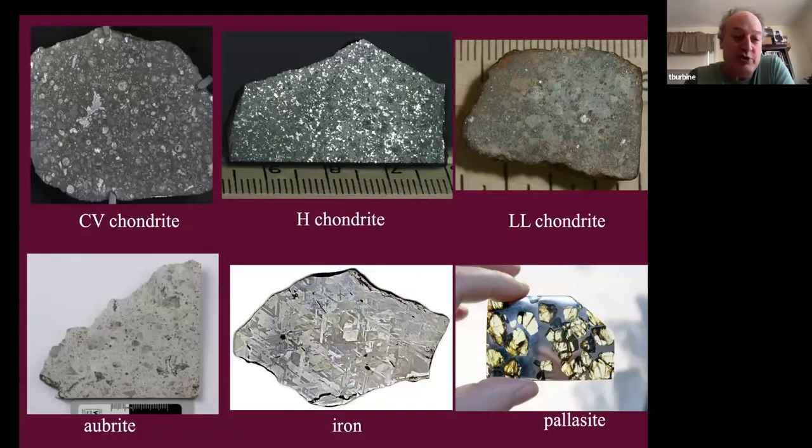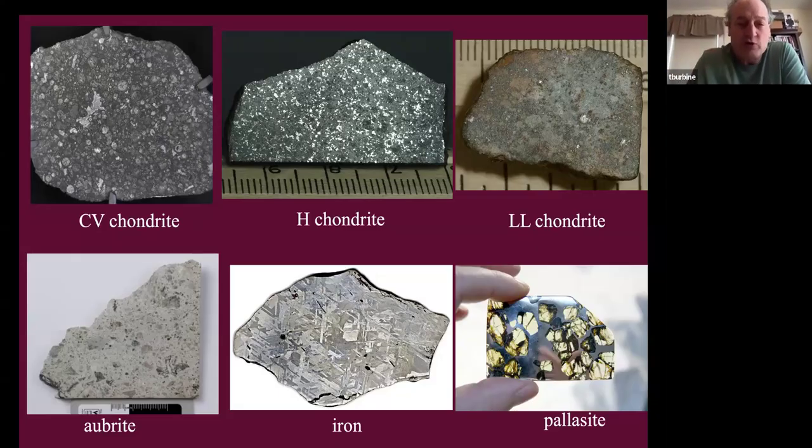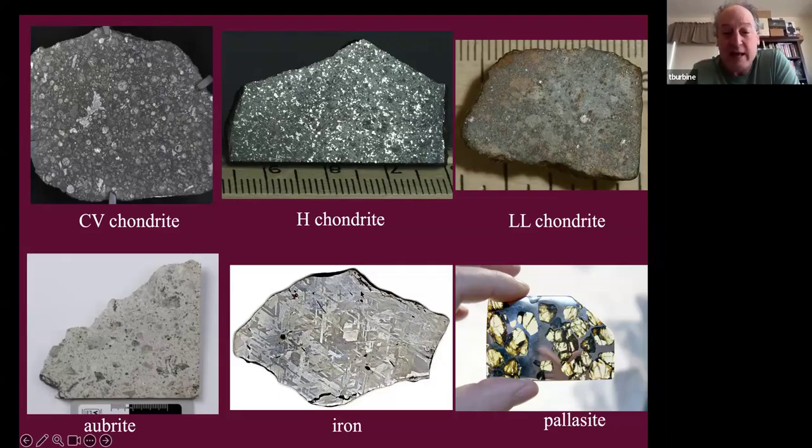And this should just show some pictures. That's a CV, and you can see a CAI. You can see the chondrules. The H chondrite, you see the metal. LL chondrite, and then the ones below it are the differentiated. Aubrite is pretty much iron-free enstatite, and this is the product of something that melted and differentiated, so the lighter stuff goes to the top, the heavier stuff goes to the core. You also have iron meteorites. You see this Widmanstätten pattern of kamacite and taenite. Then you have a pallasite, very pretty meteorites, olivine and metal.